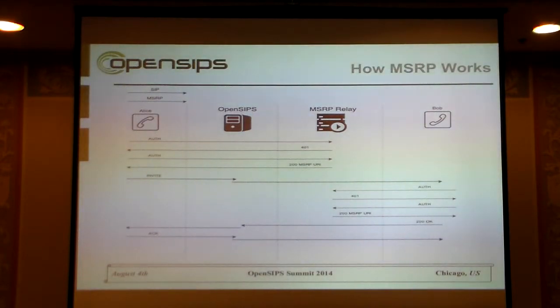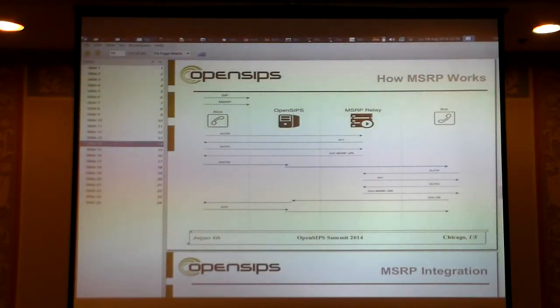But why do you need an authentication if you're already authenticated with OpenSIPS? It's just part of how MSRP is designed to work. MSRP usually, as far as I know, is working without OpenSIPS authentication. Yeah, you're not using that, just using the same.